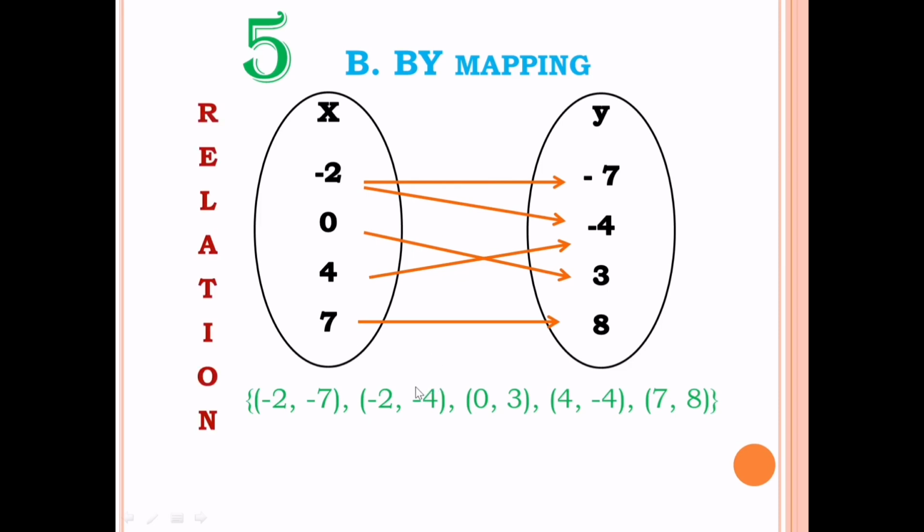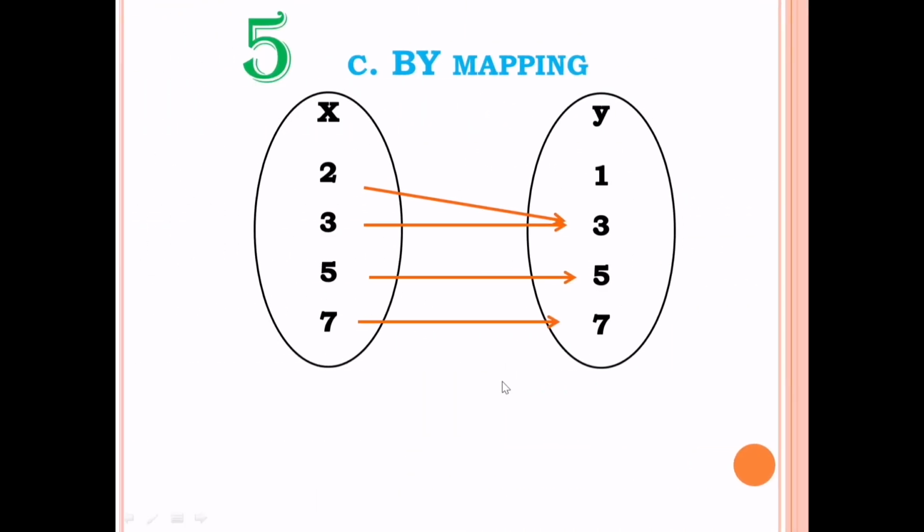Okay, so what do we call this type of mapping? Since negative 2 pairs with more than one element, this one pairs to many, so we call it a one-to-many correspondence. Okay, let us now go with the third. In this, we have the elements of x: 2, 3, 5, 7. We have the elements of y: 1, 3, 5, 7. Let us try to pair them. So 2 pairs with 3, and 3 also pairs with 3.